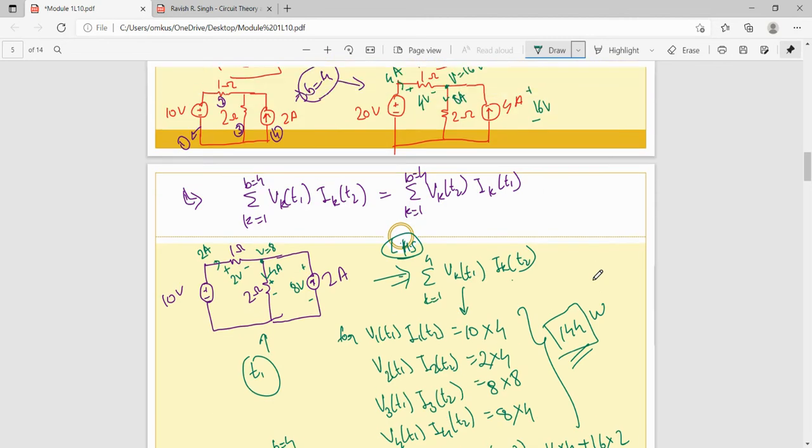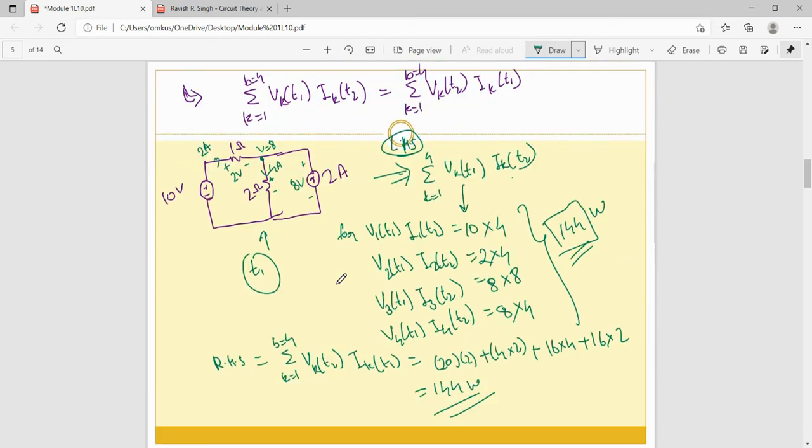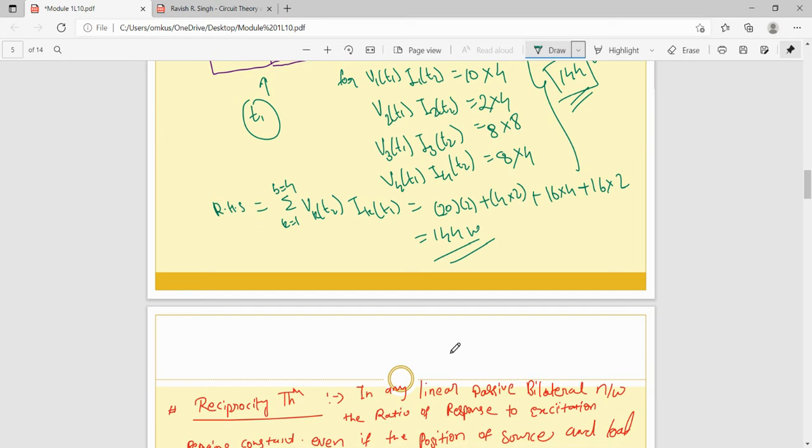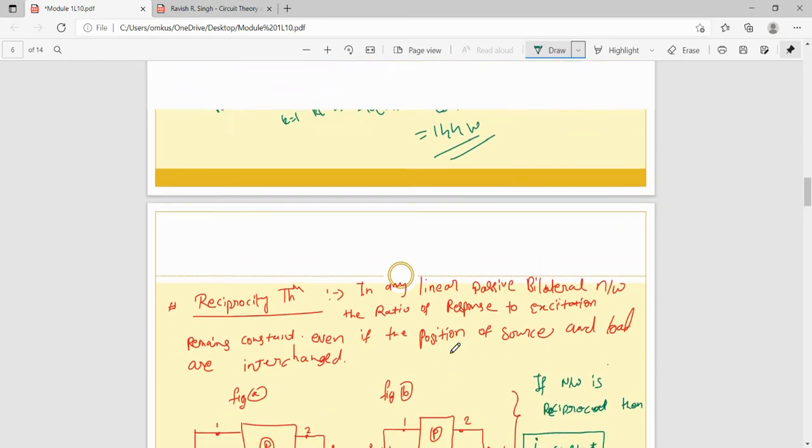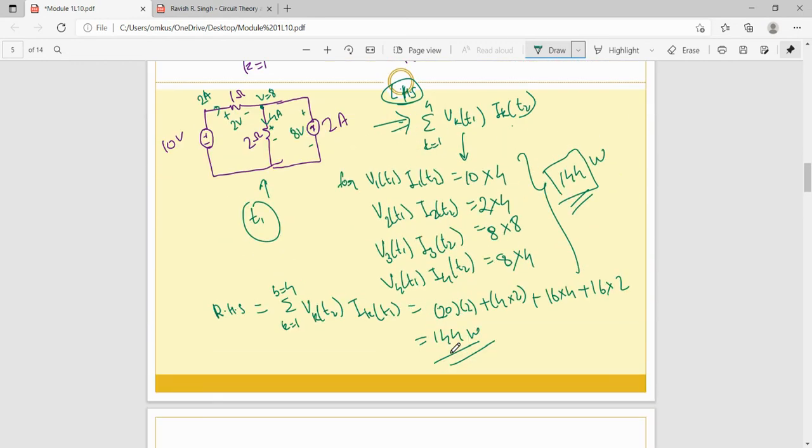Now see, the fourth branch is the 4 ampere source, and the voltage drop across it is 16 volt. And the current flowing from this branch is 2 ampere. So what is the value of this? 16 into 2. When you calculate and solve it, the sum of all these elements, you will get 144 watt. Okay, I hope this is clear to you.